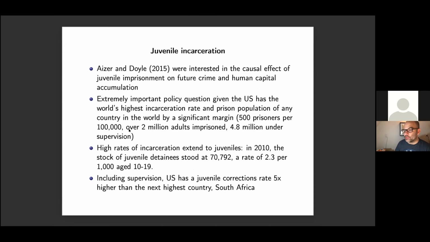All right. So I'll tell you a little bit about this paper really fast. There's this paper by Anna Aizer and Joe Doyle. They were interested in the causal effect of juvenile imprisonment on future crime and schooling. All right. So they wanted to know, if I send a child to prison, are they going to commit more crimes in the future? Or are they going to commit fewer crimes in the future? Are they going to finish high school, or are they not going to finish high school?